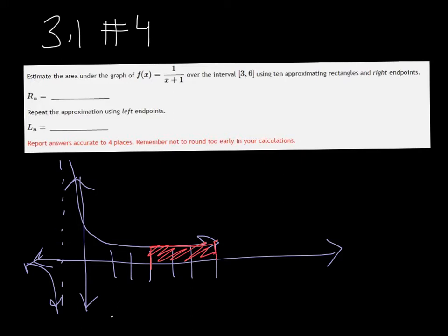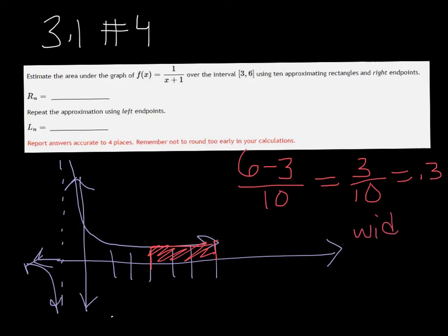We should try to find out what the gap is, or the width of each rectangle. So if we're going from 3 to 6, we do 6 minus 3. We want 10 approximating rectangles. That's 3 over 10, or 0.3. So the width of each one is 0.3. The height of each rectangle is going to be f of x.